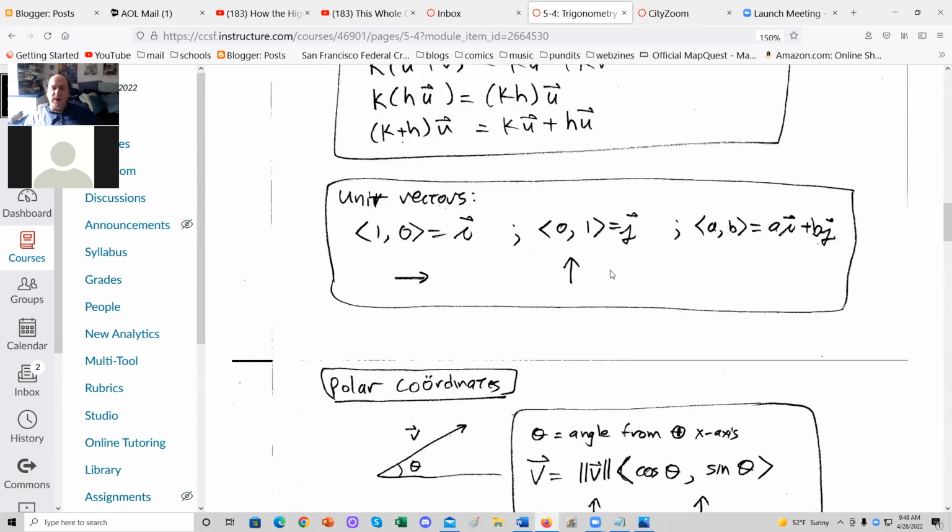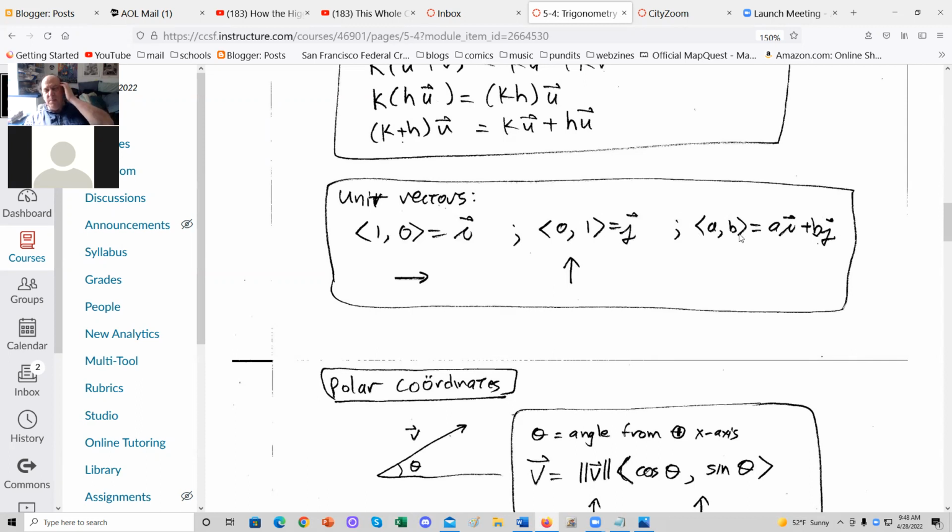Now there are some special vectors, 1 by 0 and 0 by 1. The 1 by 0 vector is one unit in the x direction. The 0 by 1 vector is 1 unit in the y direction. The 1 by 0 vector also goes by the name i, with this little arrow above it. It's traditional to put a little arrow above a vector name. 0 by 1, in the y direction, is the vector j with an arrow above it.